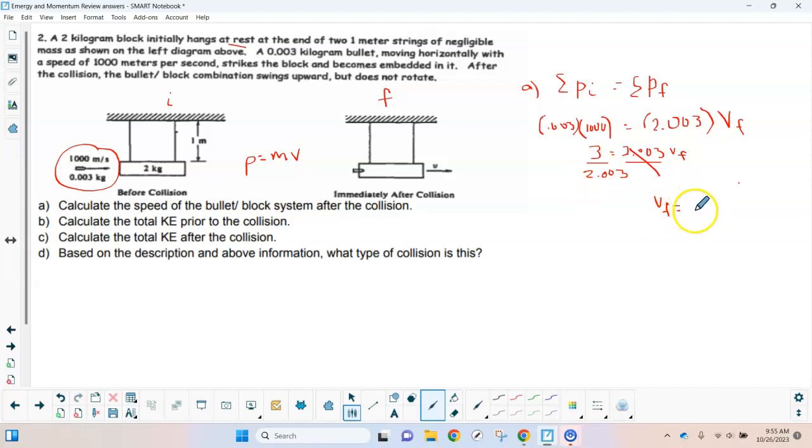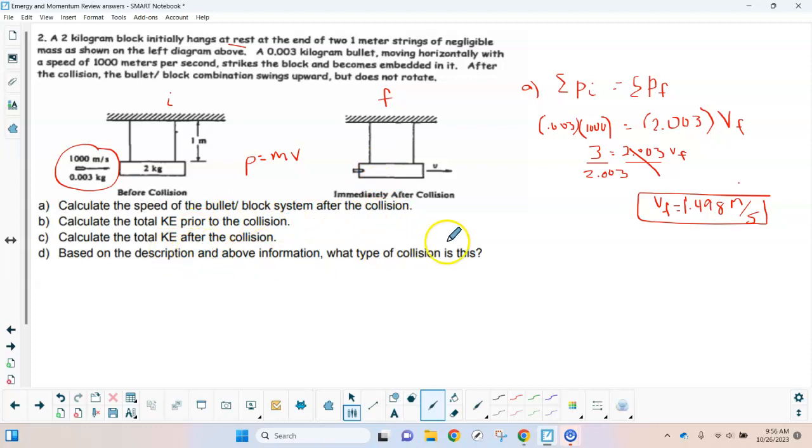1.498 is what I got. So like I said, really close to 1.5. And that's it. So that's part A. That's the final velocity afterwards. It makes sense, right? The bullet is going really fast in the beginning. It slows down quite a bit when it hits the block. The block is going to start moving. So again, the bullet loses momentum, the block gains momentum, but the total momentum is conserved.